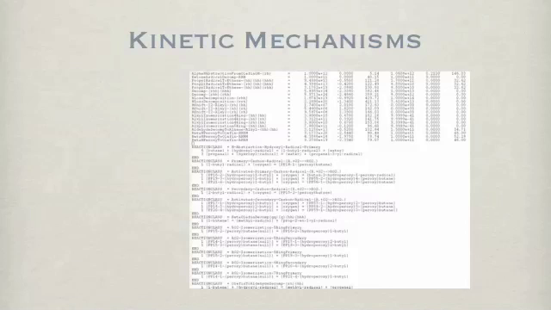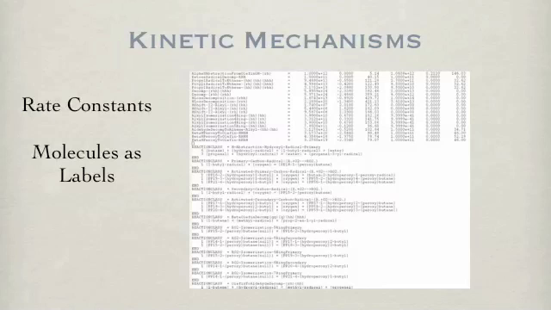A kinetic mechanism has the complete information needed to do a numerical calculation of how a species combusts. It consists of rate constants, giving how the molecules react with each other, and the molecules are represented as labels. Associated with each label is a set of thermodynamic information. A complete combustion mechanism is typically a list of reactions, numbering in the hundreds or even thousands for a larger hydrocarbon, and the rate constants for each reaction.